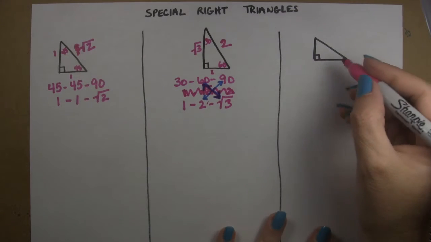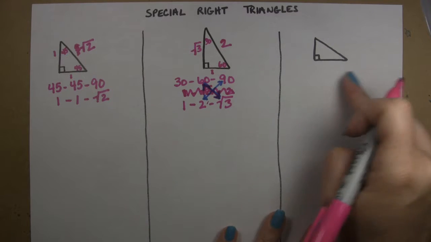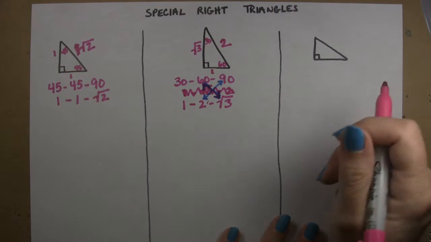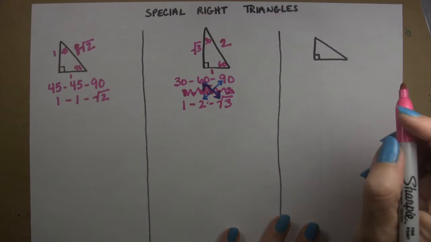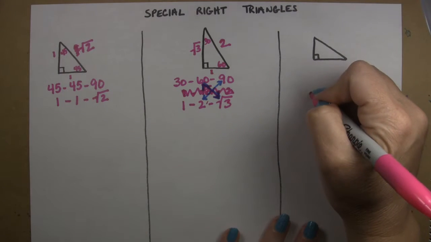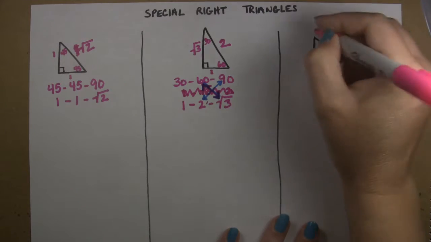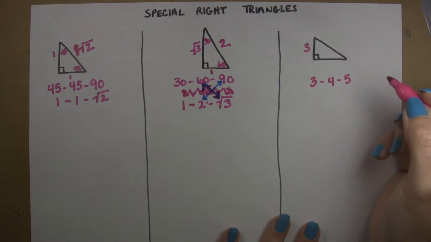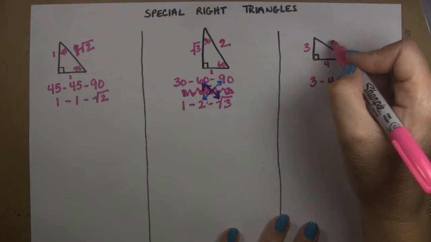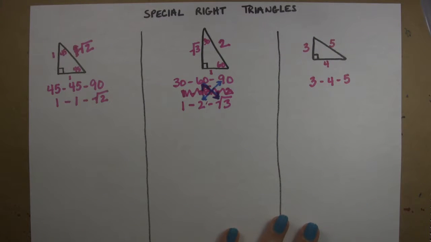And then this triangle over here doesn't have any angle measurements, because the angle measurements are weird. But it does have a name, and it's called the 3-4-5 triangle. And that's because one length is 3, one length is 4, and the hypotenuse is 5. Okay, so let's look at each of these types of triangles for just a few seconds and get some examples of how you can use them.